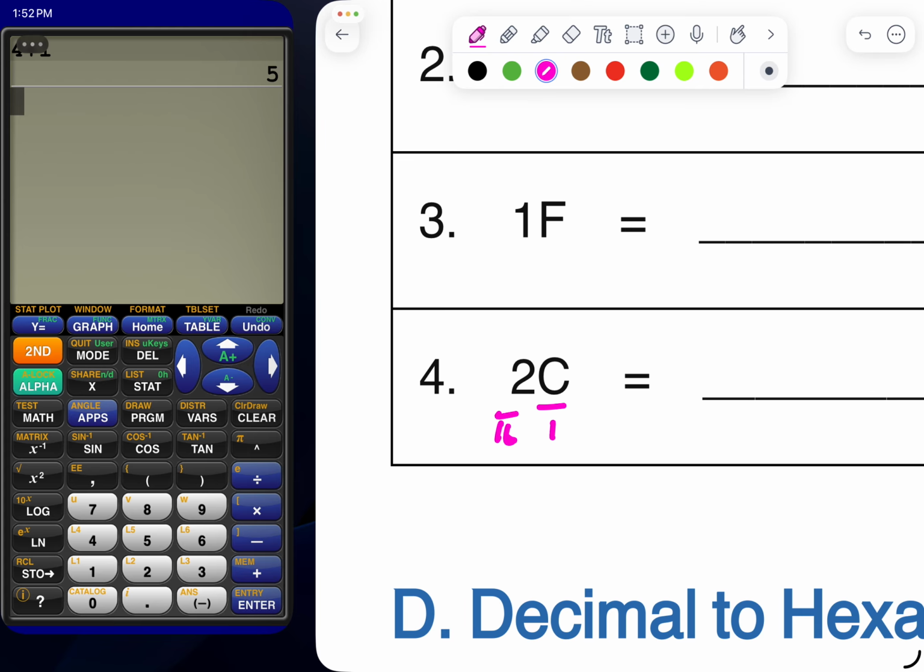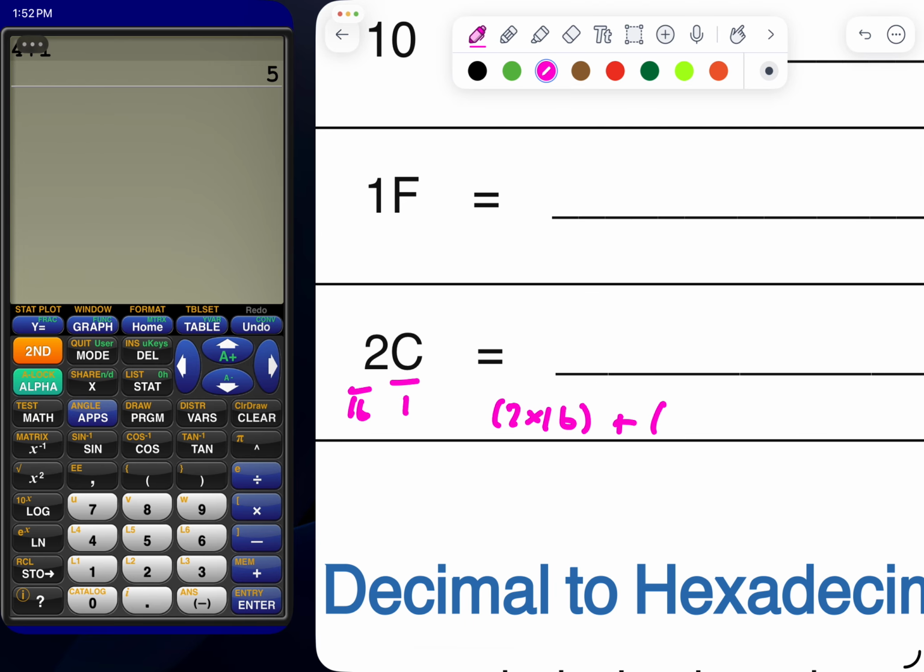Then, just like binary, this means I do have a 16, but I don't just have one 16, I have 2 16s. So I say 2 times 16 plus, and I don't just have a 1, I have C 1s. And I've got to remind myself, if A is 10, B is 11, C is 12. So I have 12 ones. So that's what the C means. The C here means I have 12 ones, just like the 2 here means I have 2 16s.